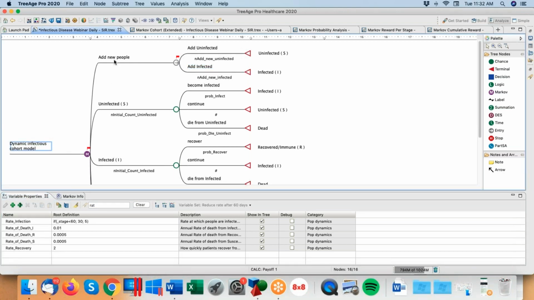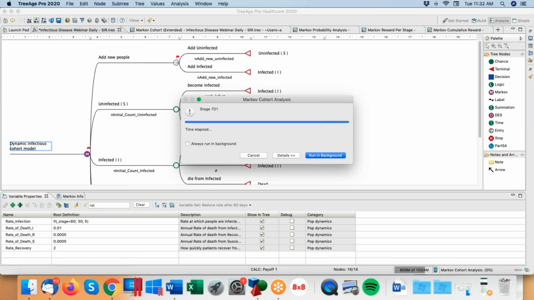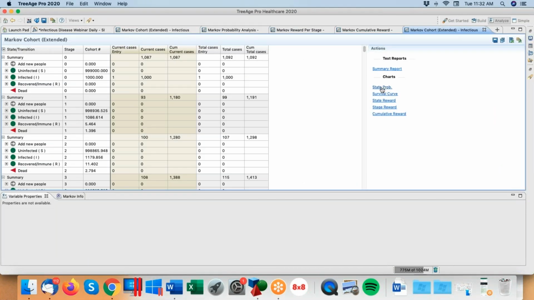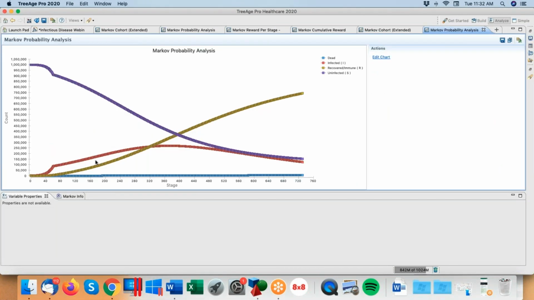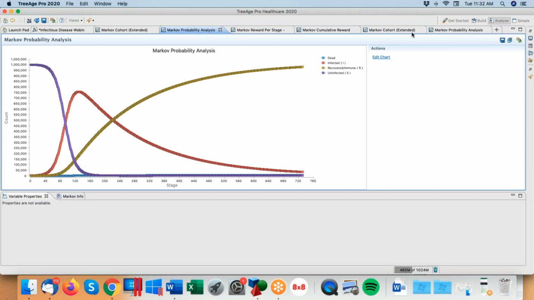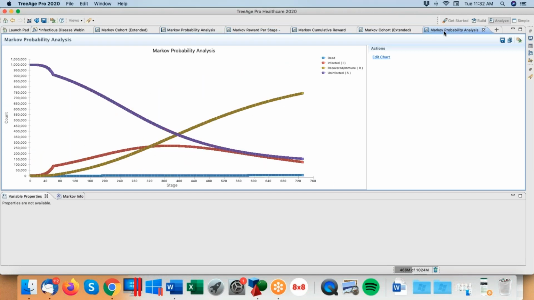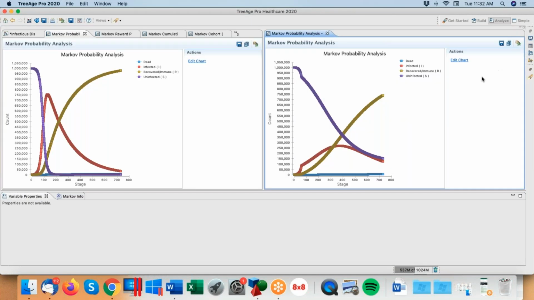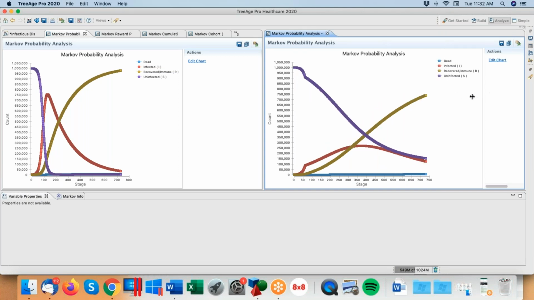Now let's see what the model does. If I rerun the analysis and I look at that state prob curve, you see here's where the rate changed at 60. So instead of what we had before, which I'm going to show side by side, this one and this one, hopefully you can see them both.